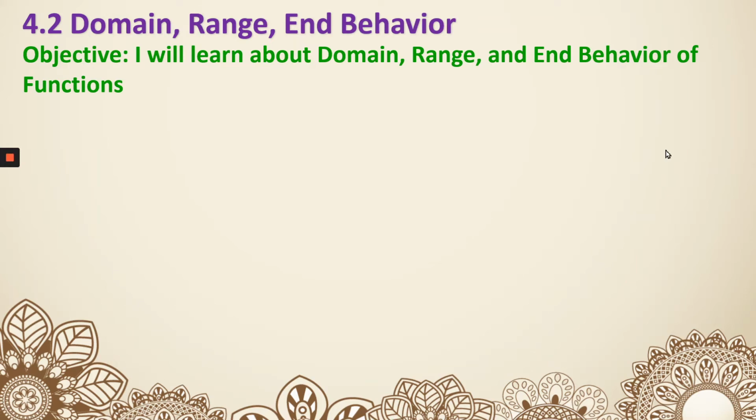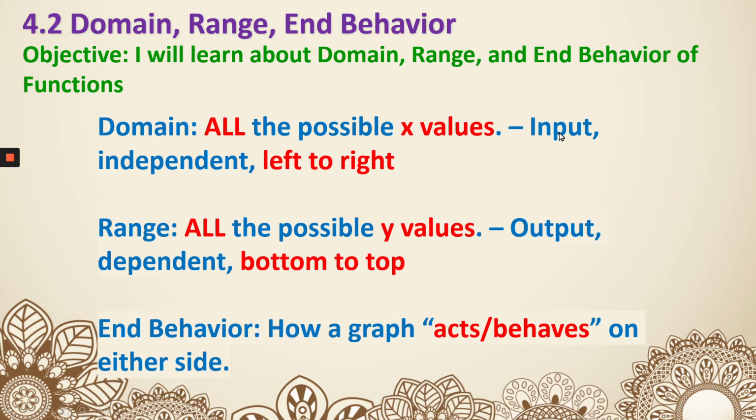This is Mr. Yao. Today we're going to talk about 4.2, where we'll learn about domain, range, and end behavior of functions. First, let's look at the definition. Domain means all the possible x values, input, independent variable, or when we look at the graph, it's from left to right. Range means all the possible y values. We can also call it output or dependent variable, and when we look at the graph, we're looking from bottom to top. As for the end behavior, it means how a graph acts or behaves on either side.